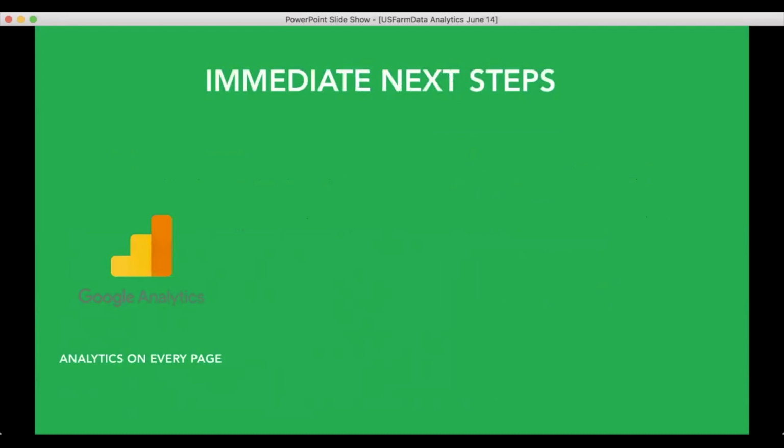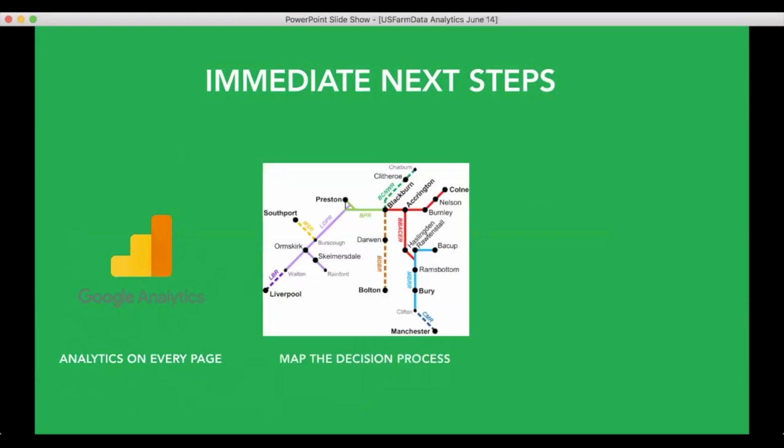All right, so immediate next steps. Greg, what is it that we should do next? Well, the first thing is make sure analytics is installed on every page. Sounds simple. It's a little harder in action. So make sure you have that. If you haven't used Google Tag Manager, that's a great way to do it if you have control of your website, because at least you know Google Tag Manager will be on every page.